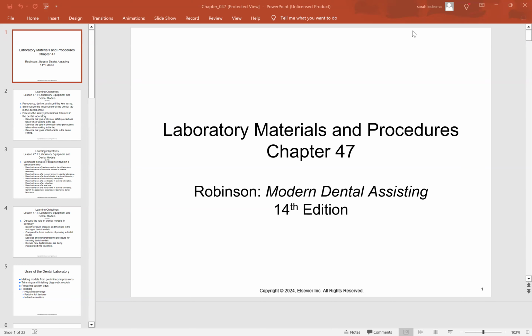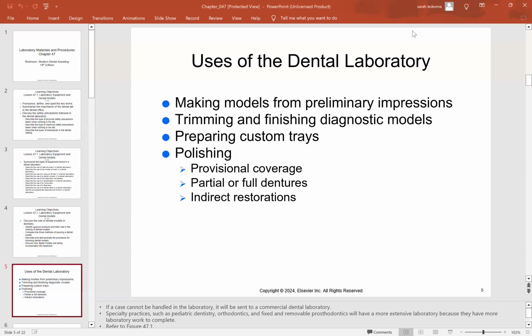This is chapter 47 in your Modern Dental Assisting book, Laboratory Materials and Procedures. So in this chapter, we're going to speak a little bit on the dental laboratory.